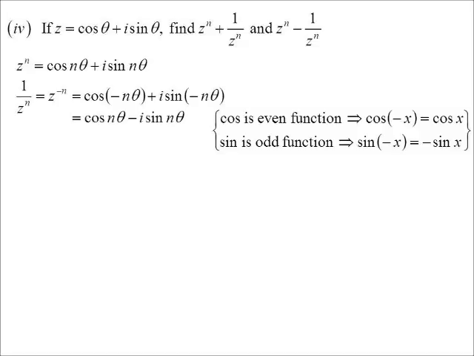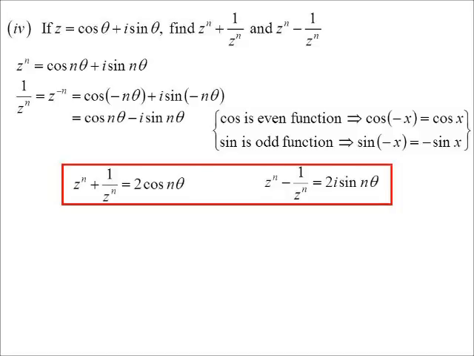Finding these two results is now quite easy. I just have to add or subtract. So zⁿ plus 1/zⁿ, we end up with 2 lots of cos nθ. And when we do the subtraction one, we end up with 2i sin nθ. As I say, it's a very common question asking you to prove it.